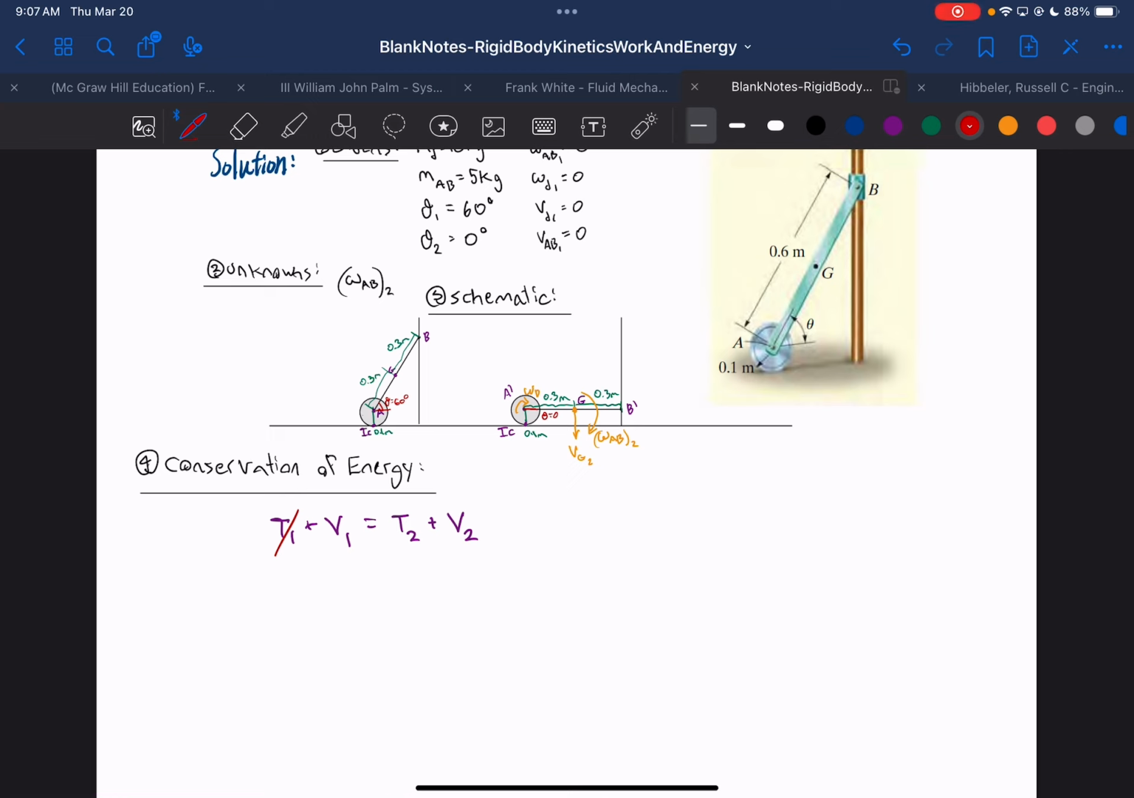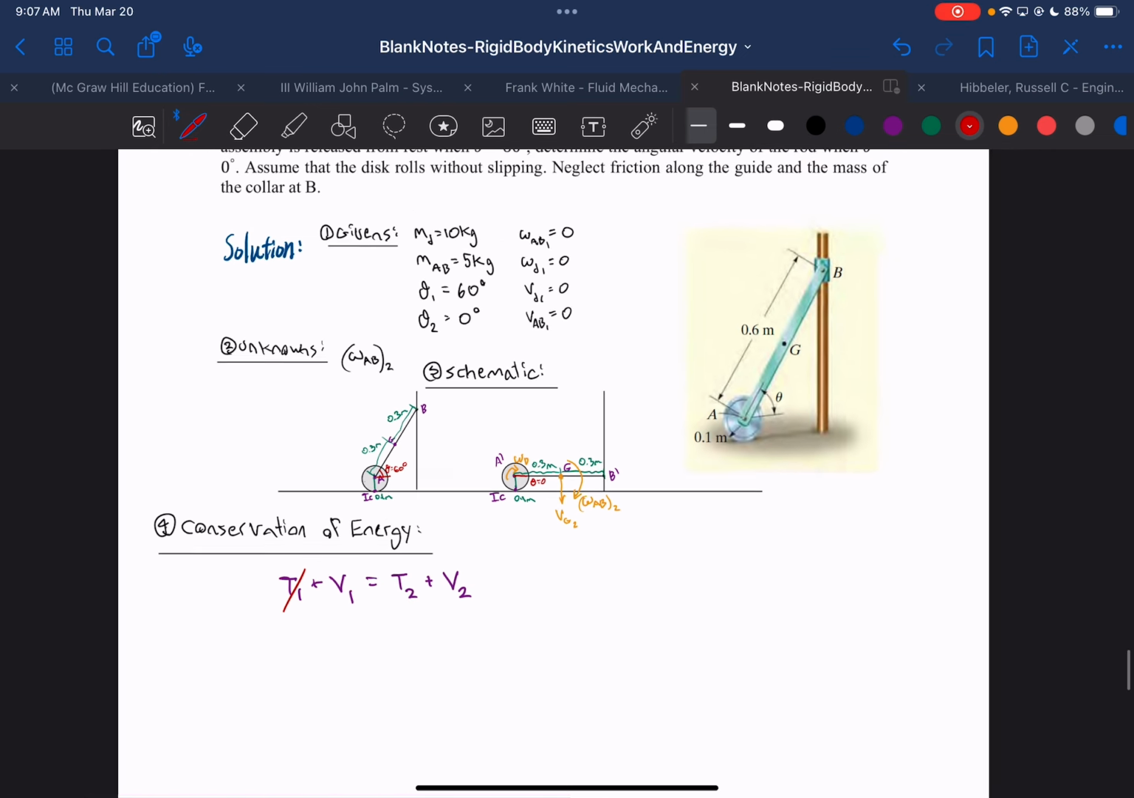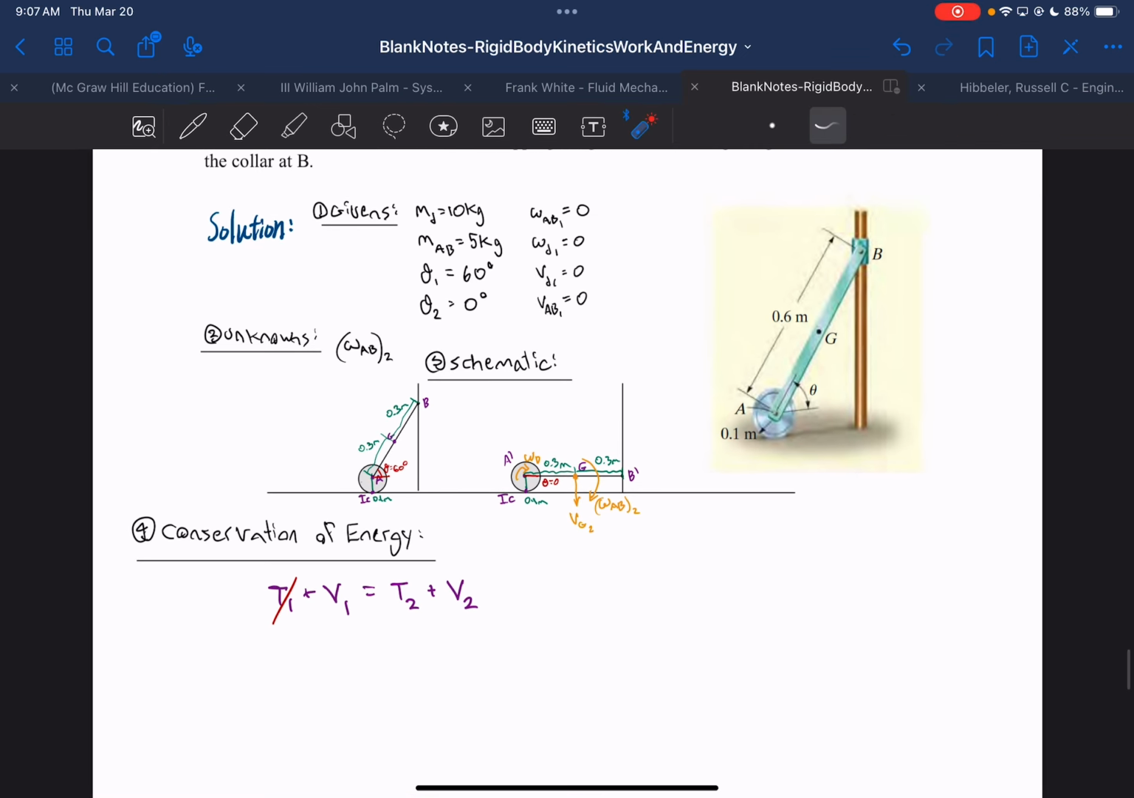Depending on where you put your coordinate system, right? Or where you put your datum. Where do you guys want to put the datum? You guys want to put it at this or down here? The second way? Yeah, sure, we can do that.